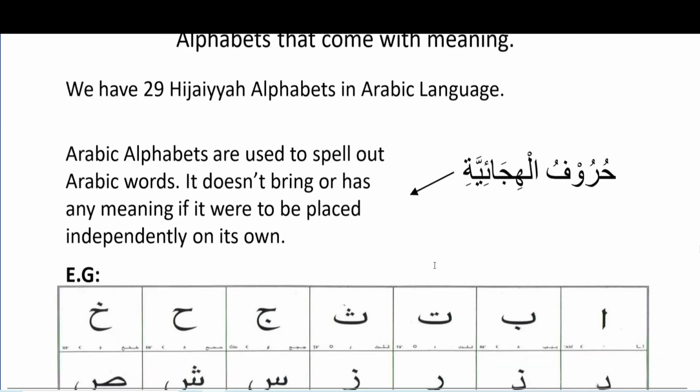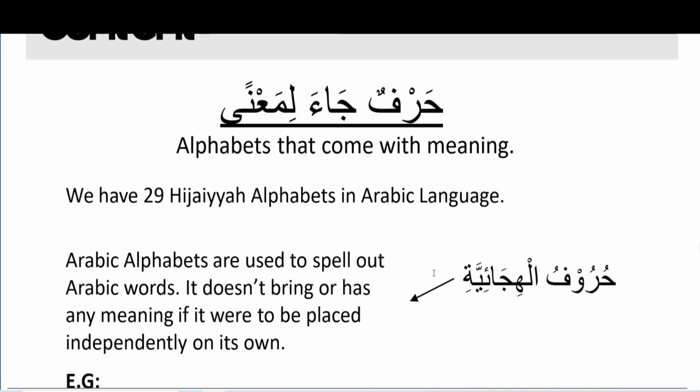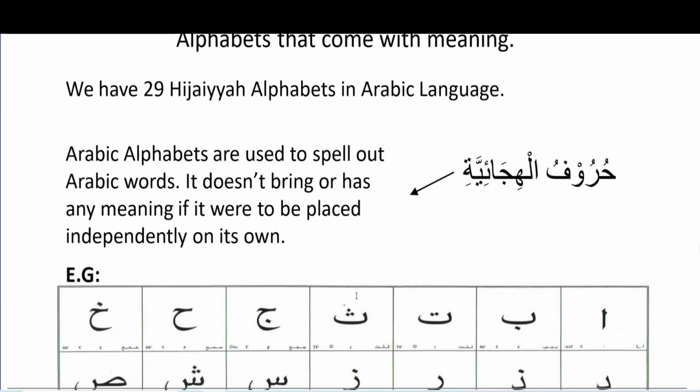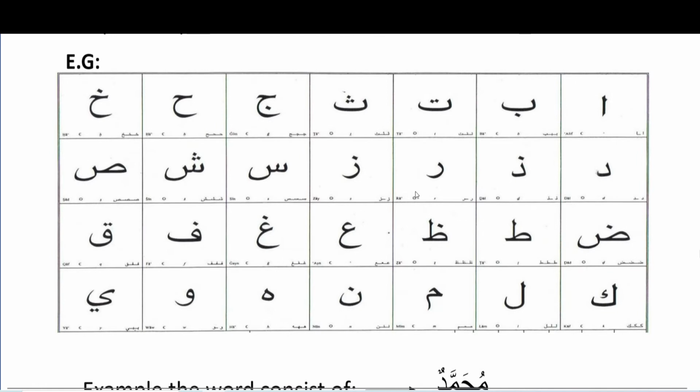Last week I think we did go through this: harfun ja'a li ma'nan, which means an alphabet that comes with meaning. We have 29 Hijaiyah alphabets in the Arabic language. Arabic alphabets are used to spell out Arabic words. They don't bring any meaning if placed independently on their own. So this is the huruf hijaiyah, from alif all the way to ya.